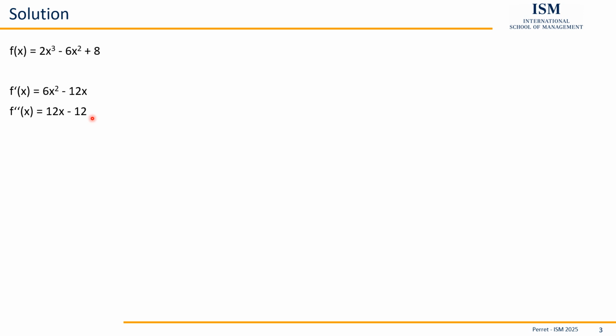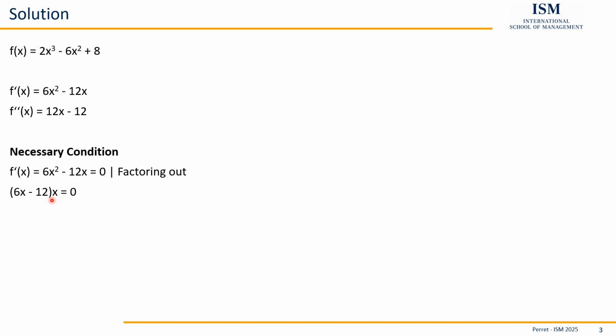Now I need to get the possible extrema, or the extreme positions, and I get this by applying my necessary condition, which is that the first derivative needs to be equal to 0. So I'm going to set this equal to 0 and then solve for x. Here I can see that both of the two terms have an x, so I can factor out the x, writing it like this.